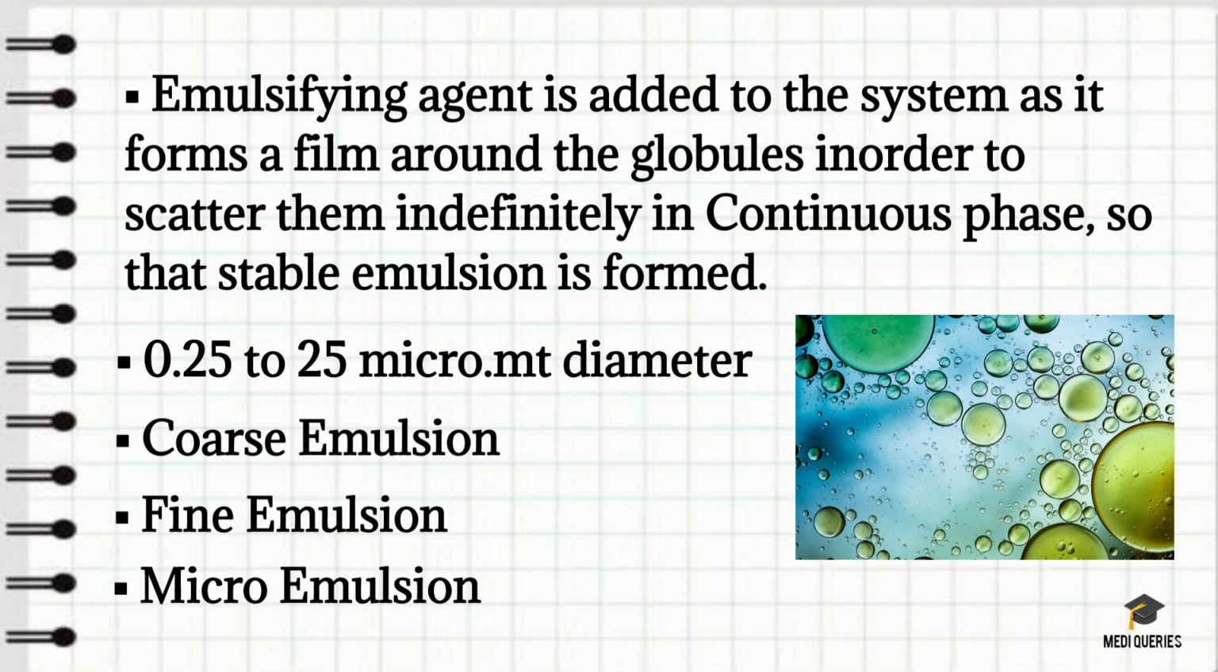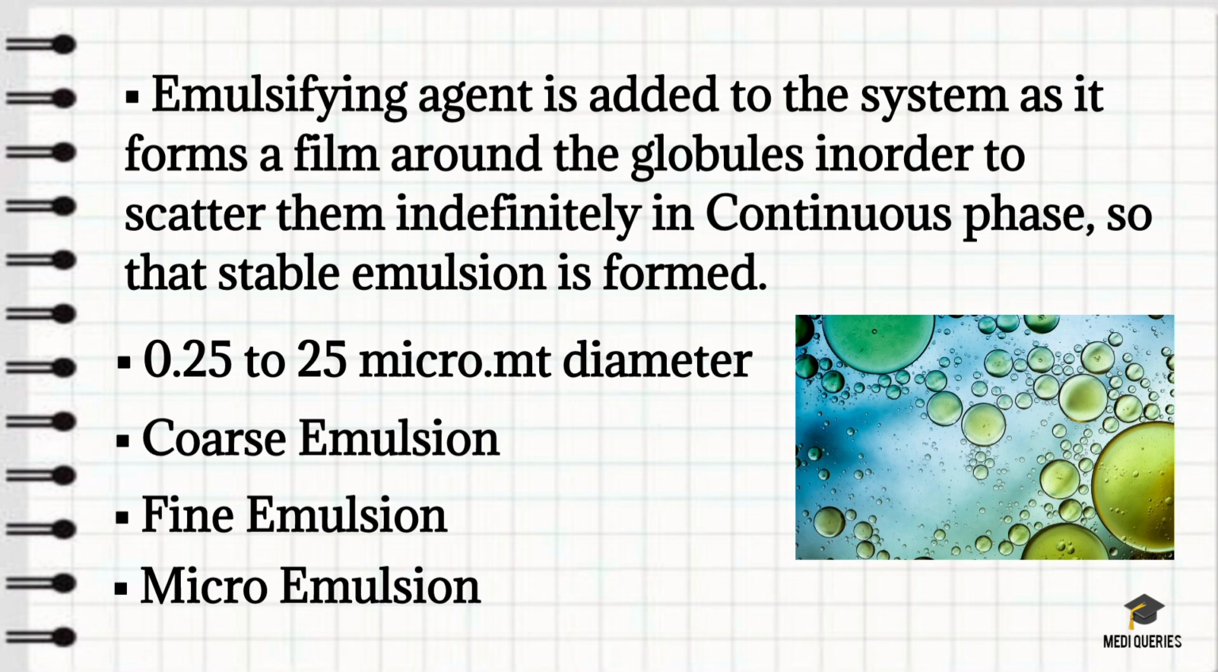The globule size in the emulsion varies from 0.25 to 25 micrometer diameters. So emulsions having a large globule size are called coarse emulsions, while those having globules of 5 micrometers are considered to be fine emulsions. The emulsions having a globule size as small as 10 nanometers are known as microemulsions. These emulsions are generally milky and transparent.